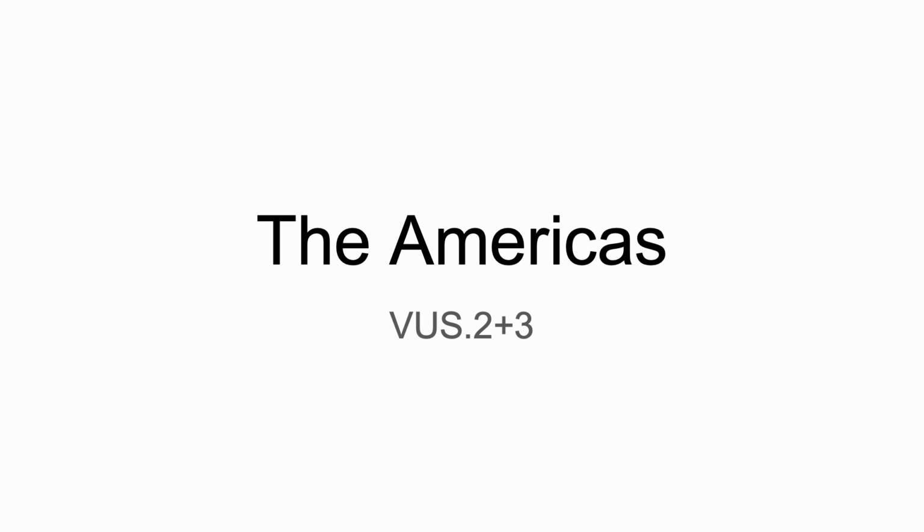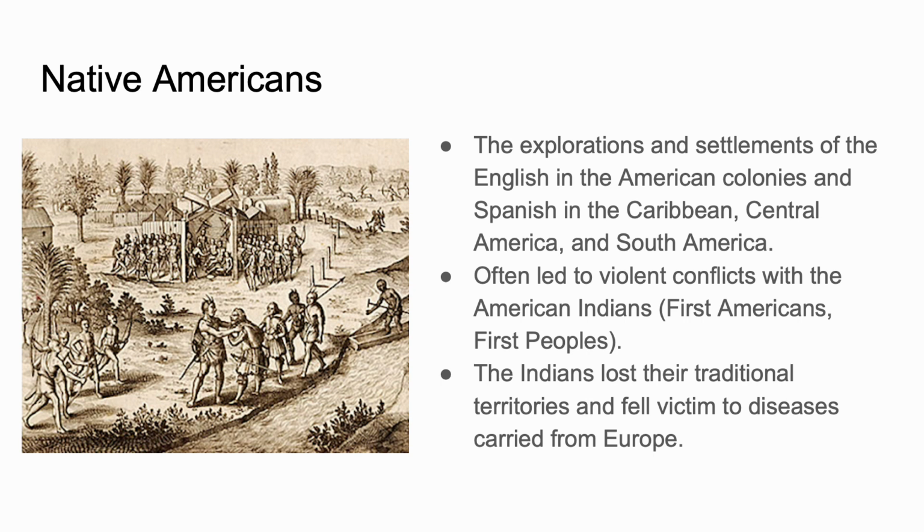All right, now in part three of Unit 1, we're going to look at the interactions of the Native Americans and the new colonists coming in. So, Native Americans: the explorations and settlements of the English and the American colonies and the Spanish in South and Central America often led to violent conflicts. Shocker. The Indians lost their traditional territories. They fell victim to diseases that had been carried from Europe. And the Europeans just thought of them as savages when really they were very sophisticated peoples.